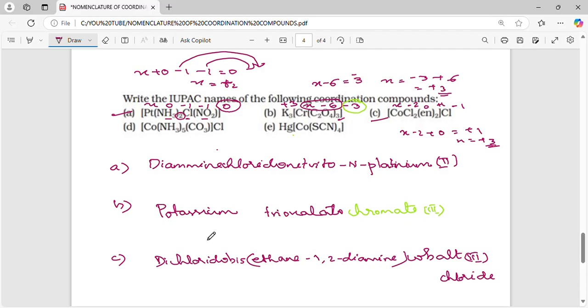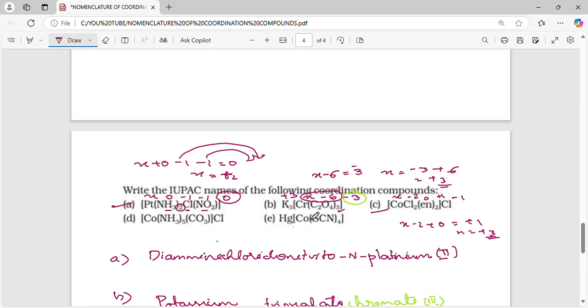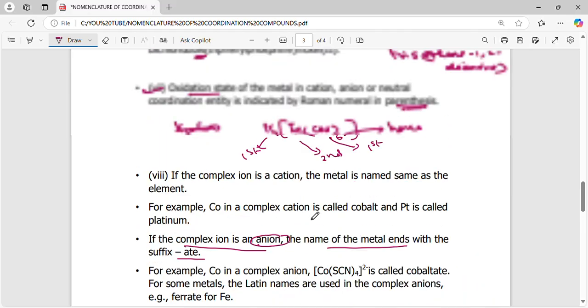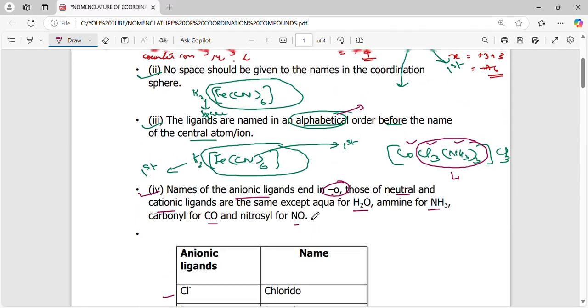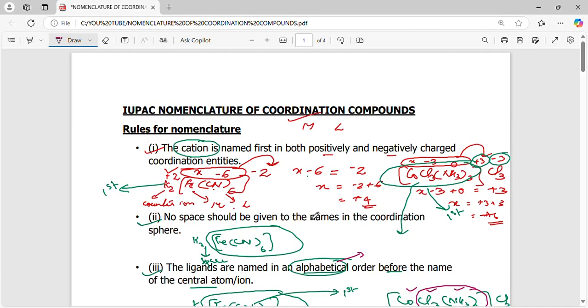The remaining two questions you have to practice, please. And I hope you understood how to name these coordination compounds. So please follow these rules and find answers to more questions.